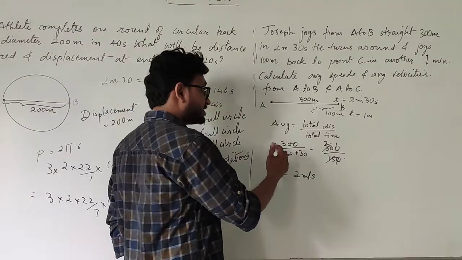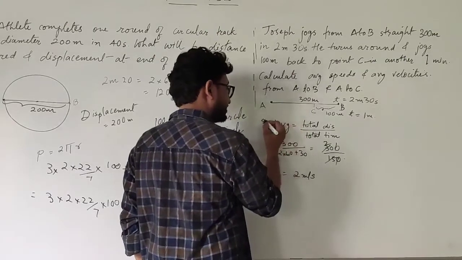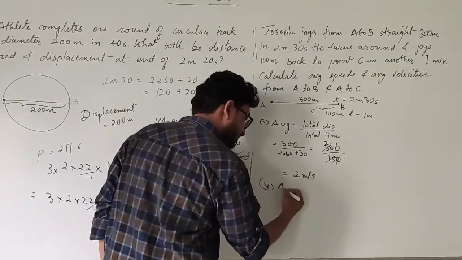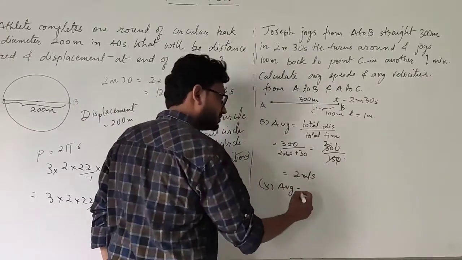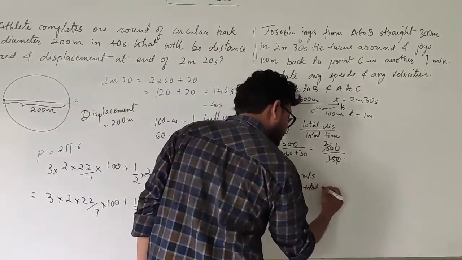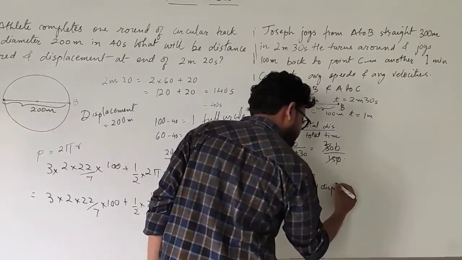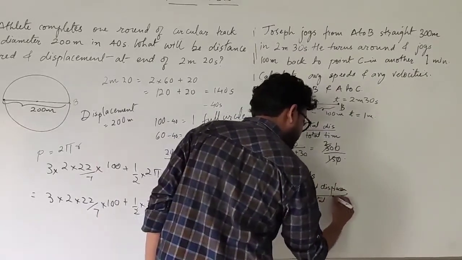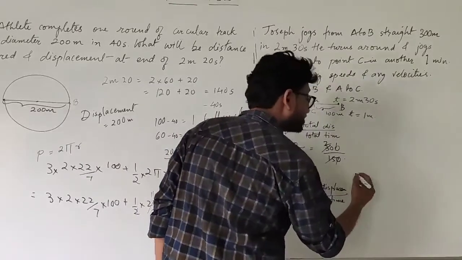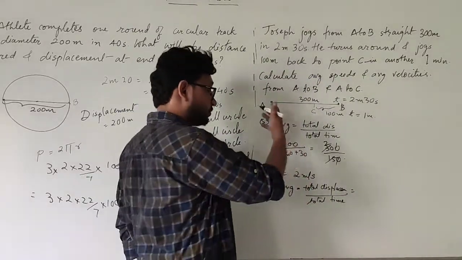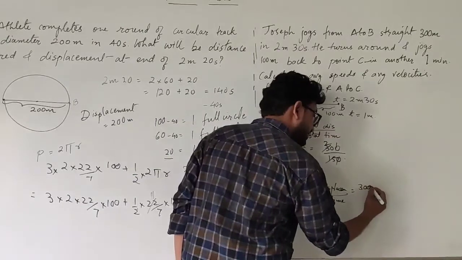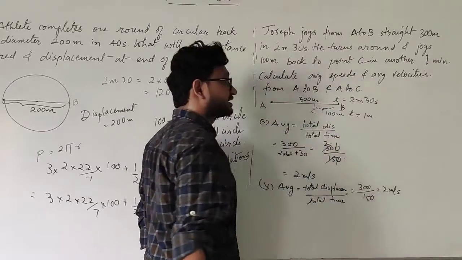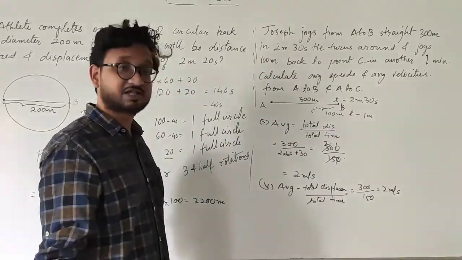Now for the displacement part. I am writing here average speed. Now average velocity. Again the same thing, total displacement upon total time. It's the same thing once again. It is 300 by 150. So the answer is 2 meters per second. So in both the cases, it is the same.